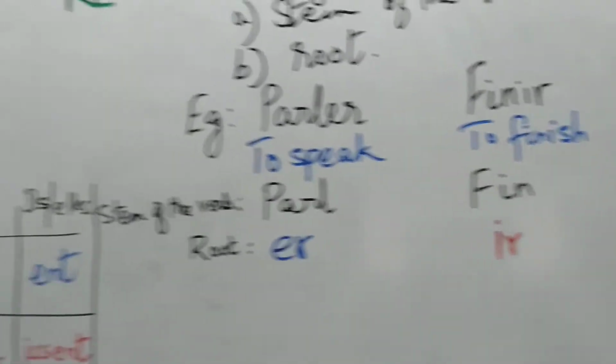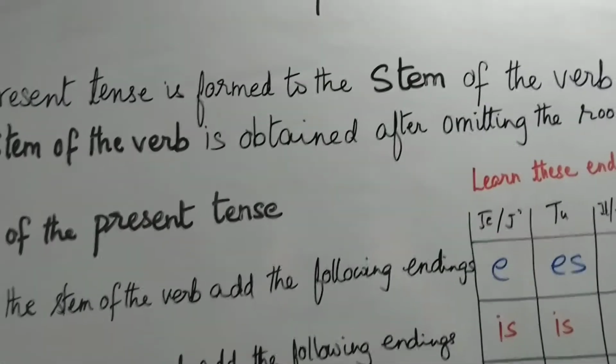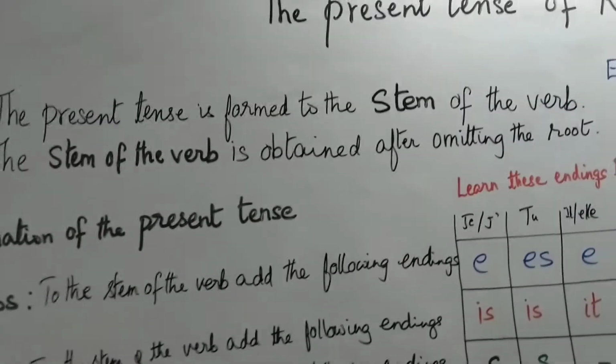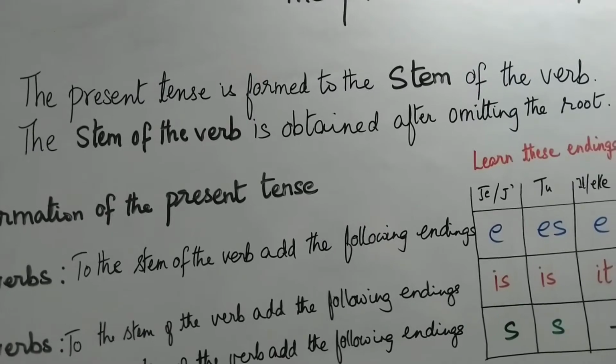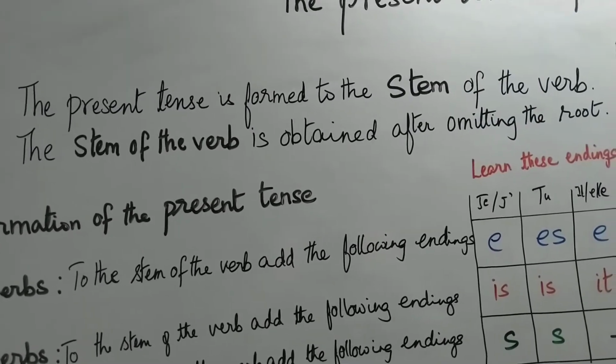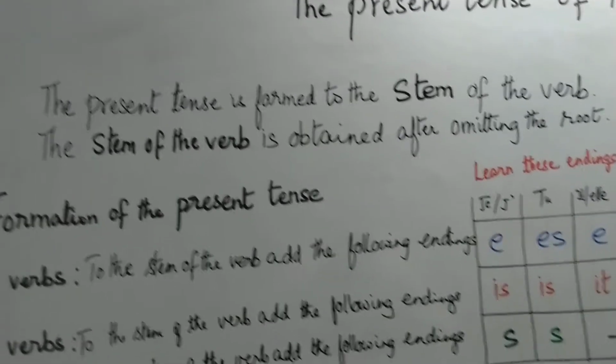Now why am I telling you this? Because the present tense is formed only to the stem of the verb. So you must necessarily know how to obtain the stem of the verb. The present tense is formed through the stem of the verb, and the stem of the verb is obtained after omitting the root or after cutting off the last two alphabets of the full verb.